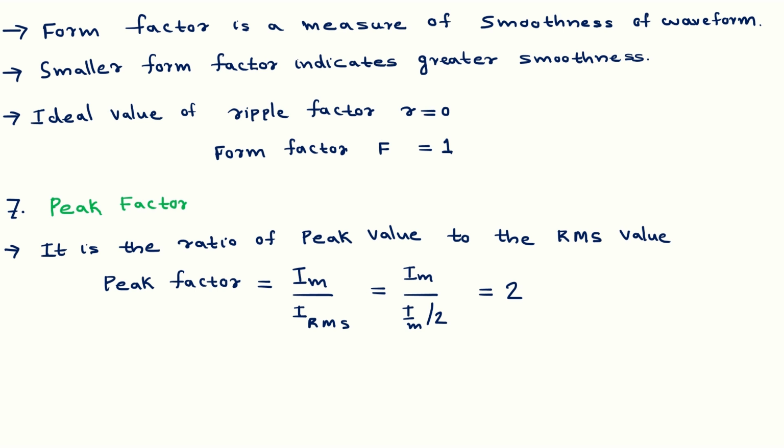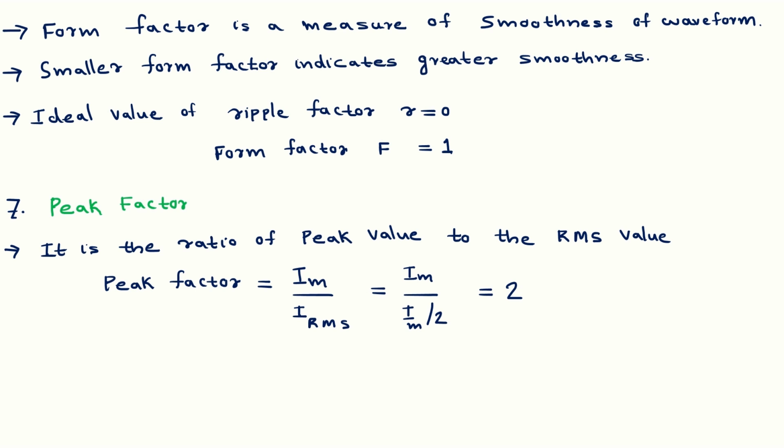Greater smoothness means it has fewer ripples or less variation. So the form factor is a measure of the smoothness of the waveform. Then what is the ideal value of a ripple factor? What do you mean by ripple factor? Ripple factor is the measure of the amount of AC component present in the output of a rectifier.